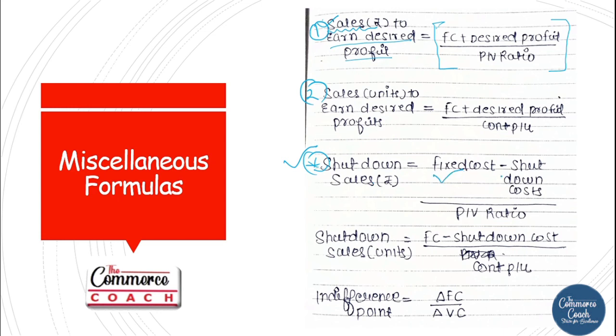For the sake of now, just remember this formula: fixed cost minus shutdown cost divided by PV ratio. I will let you know the logics, the treatment behind this formula soon, because this formula will be used very soon. It has a separate concept, but this concept is not separate, just an addition to the concept. Now shutdown sales is with it.